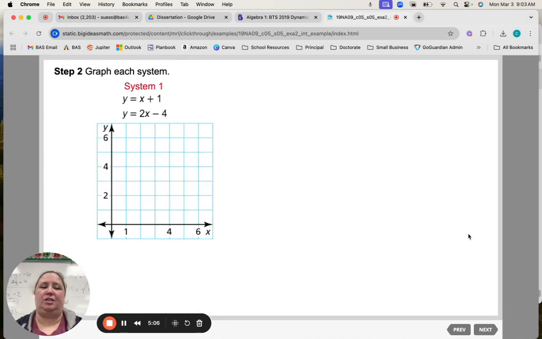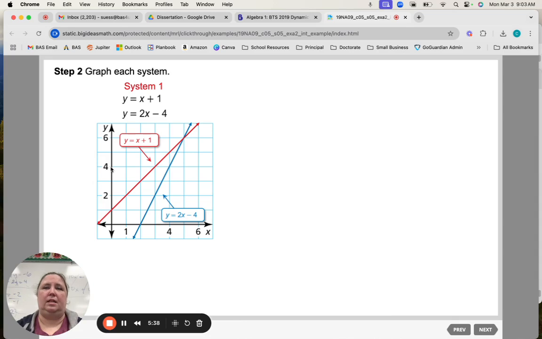So now we're going to graph each system. So the first system, what's my y-intercept? 1. So I go to 1, and then my slope, 1 over 1. So you see it go through that point. My second line, what is my y-intercept? -4. Should be down here. And my slope, couldn't you do it like the other way? Yeah, I can go up to 4. No, that's only when the slope changes.